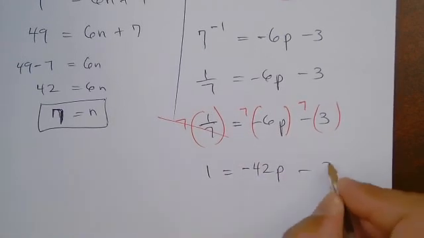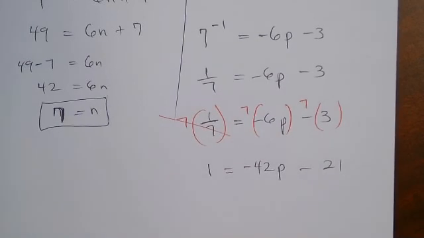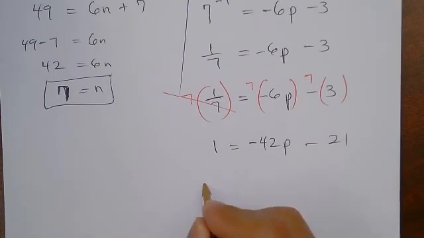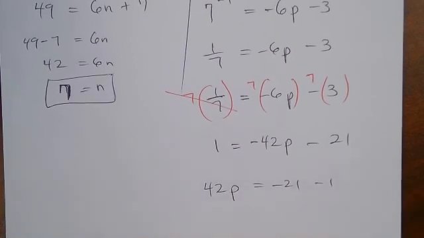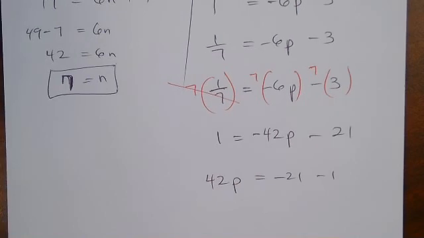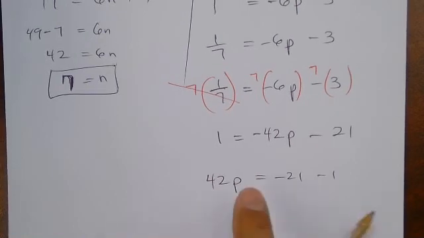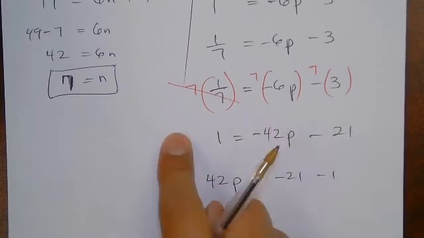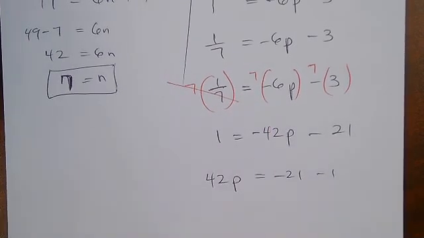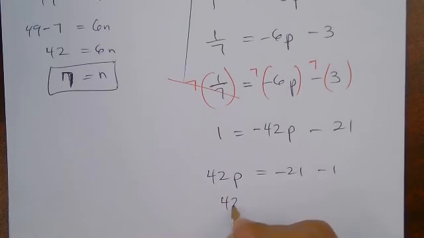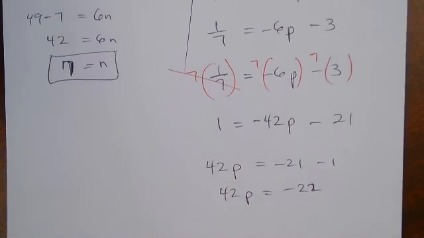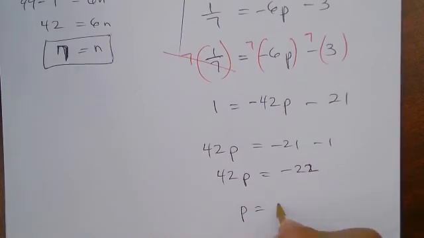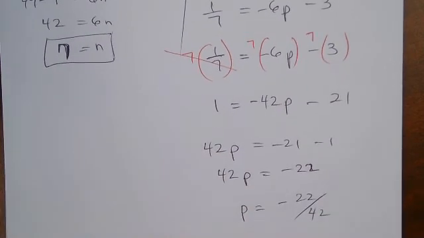1 is equal to negative 42p minus 21. And now I'm going to do this. 42p is equal to negative 21 minus 1. Did anybody understand my move right there? I mean, you can finish it a couple of different ways, but I'm going to do that. I always like to have this number positive. So I move this over here and I move that over there. Does that make sense? Okay, so I'm going to have 42p is equal to negative 22.